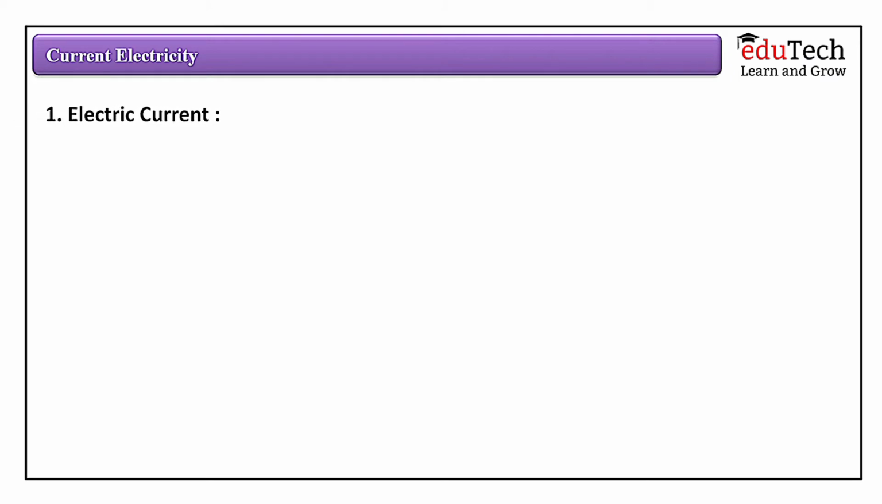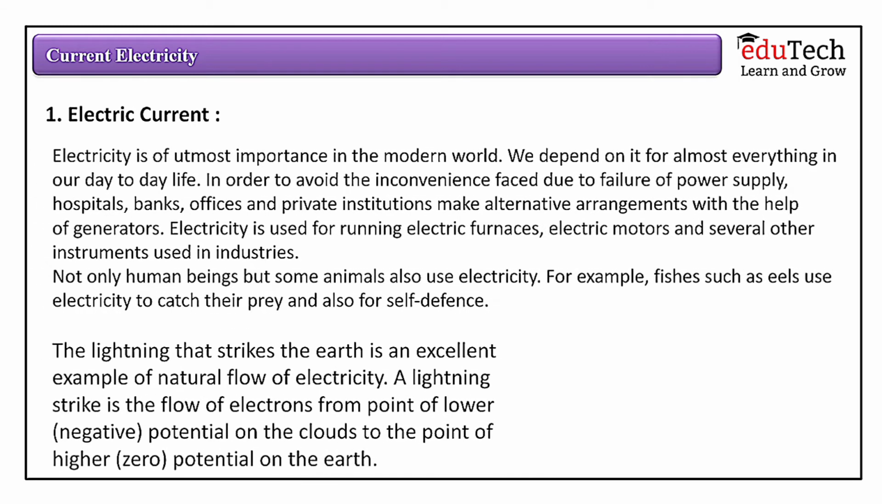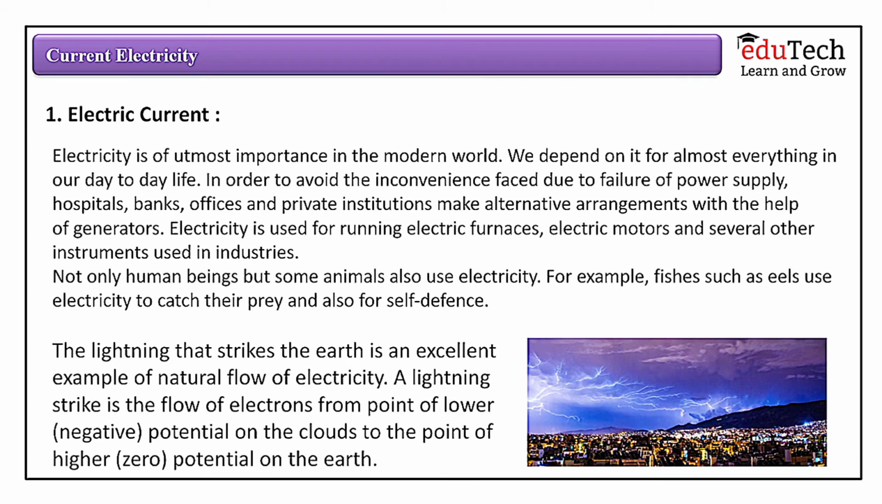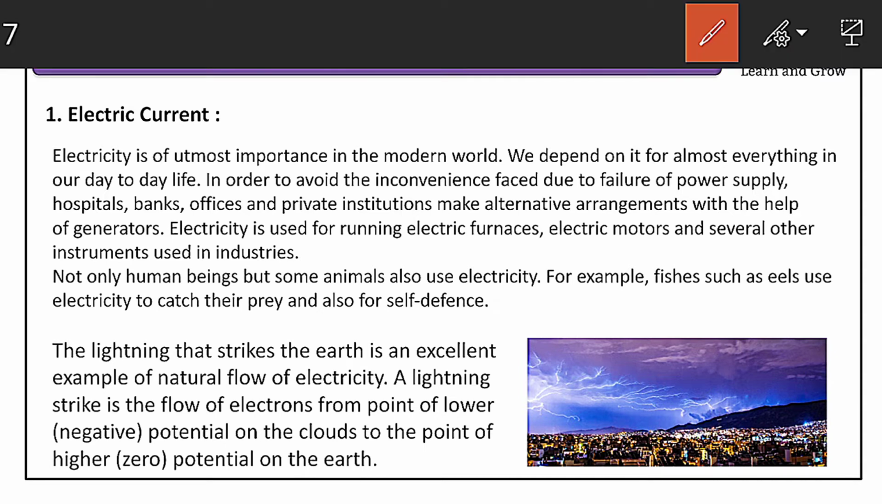Now in current electricity we will see what is current electricity, how do we use it, and what are the natural phenomena of current electricity, and some animals also use it to catch their prey and for self defense. Electric current is the most important in the modern world. We depend on it for almost everything in our day-to-day life. In order to avoid the inconvenience faced due to failures of power supply, hospitals, banks, offices, private institutions make alternative arrangements with the help of generators. Electricity is used for running electric furnaces, electric motors, and several other instruments used in industries.